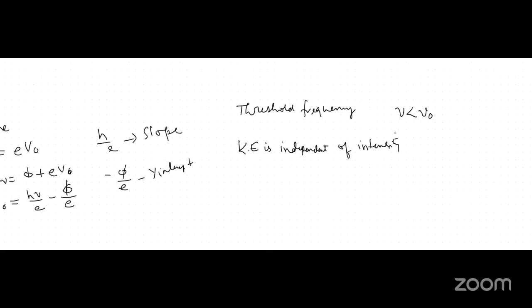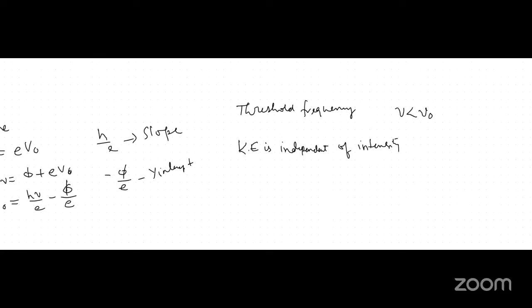And one more observation is that the current is proportional to the intensity. More photons means more electrons ejected. That means if the incident radiation intensity is more, automatically the current, that is the number of electrons coming out per second, will be more. Similarly, the kinetic energy increases with frequency. Higher frequency means higher photon energy. So these are some of the experimental observations.